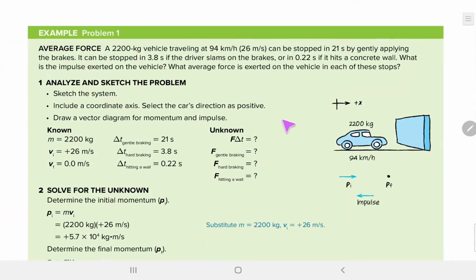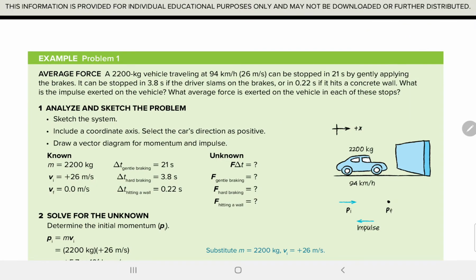So we have the first example for our lecture here.